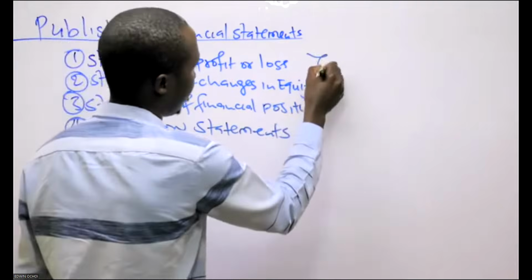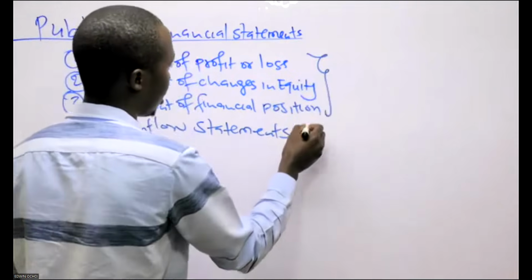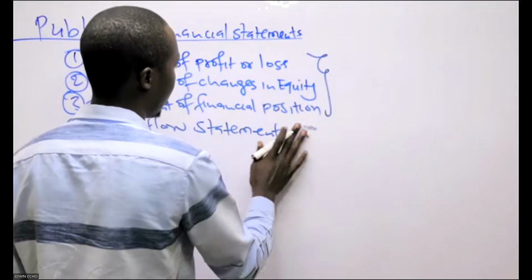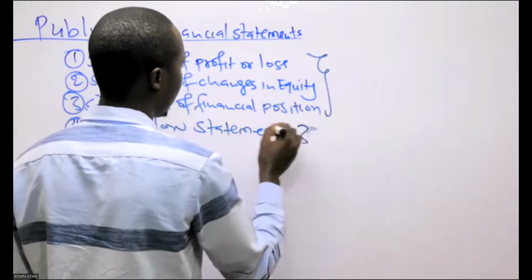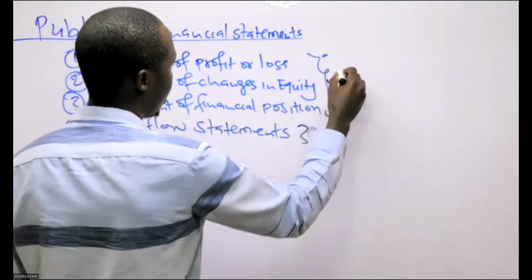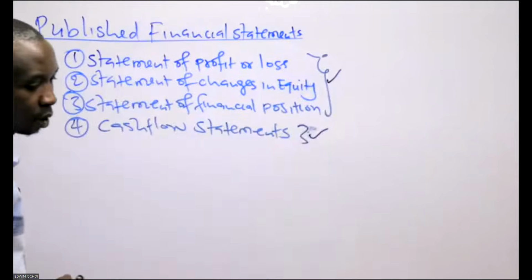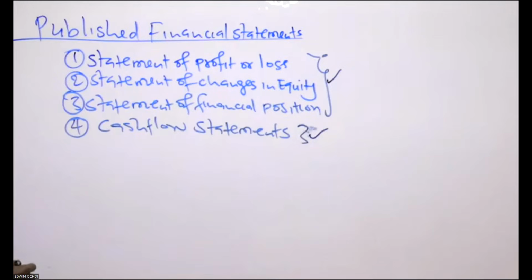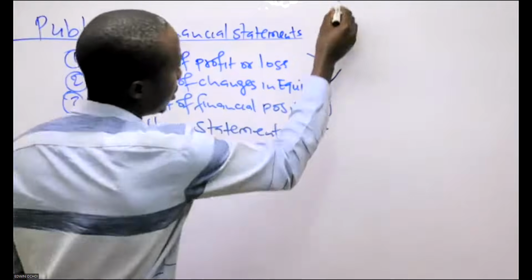So I've said that when they test the first three statements, they cannot test cash flow. But when they test cash flow, they also cannot test the first three. So it's either this or this one, according to the exam. So what do you need to know?